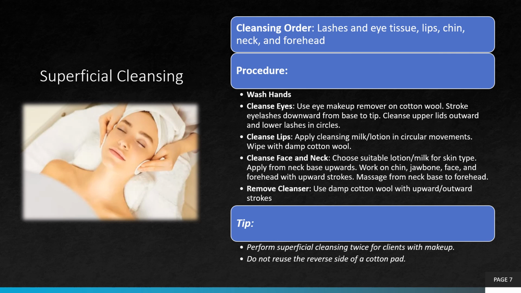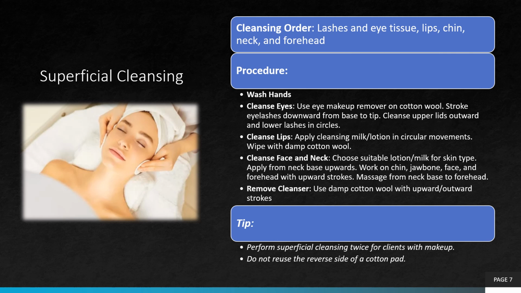To begin the cleansing process, it's important to follow the correct order, starting with the lashes, eye area, then moving on to the lips, chin, neck and forehead. You must always start by washing your hands to ensure they are clean. For the eyes, use an eye makeup remover on cotton wool, gently stroking the lashes downwards from the base to the tip. Cleanse the upper lids by moving outwards and use circular motions for the lower lashes.